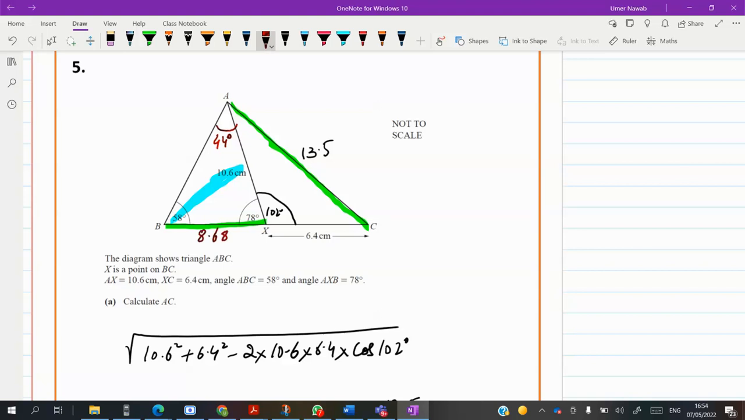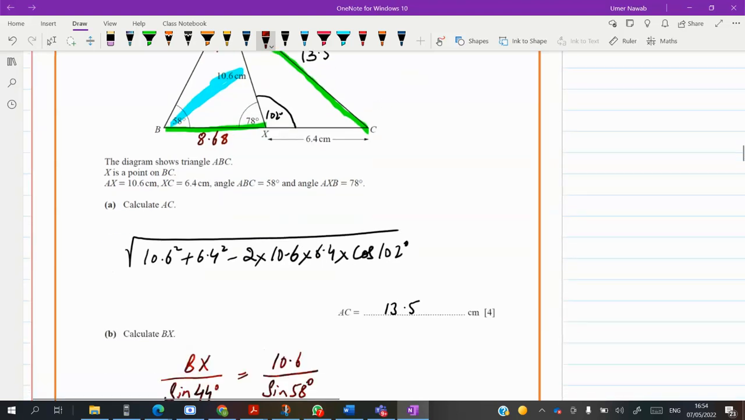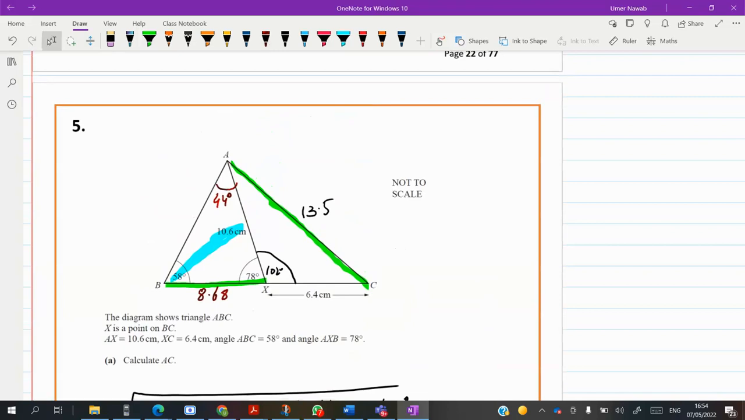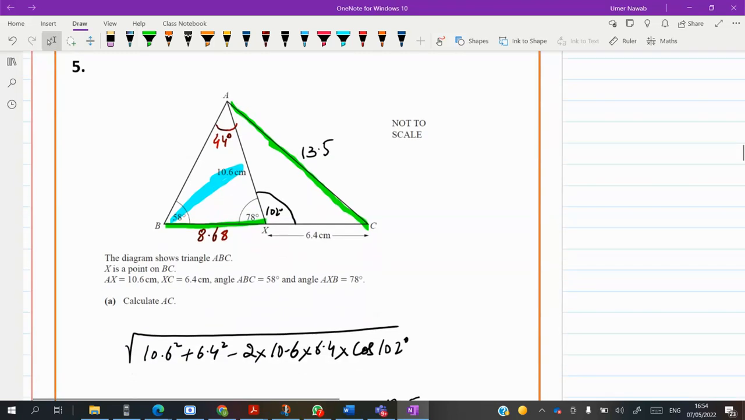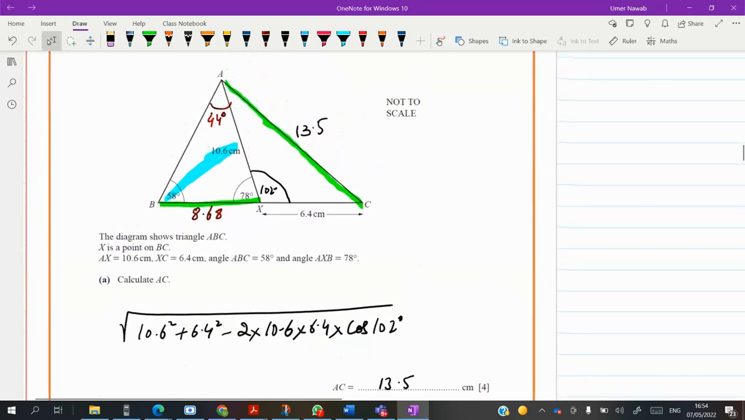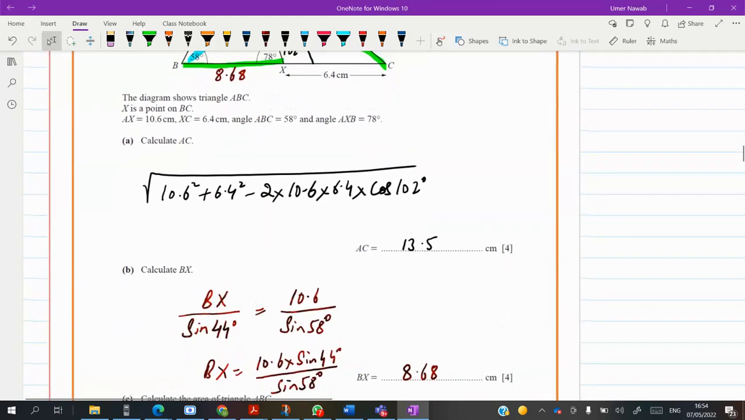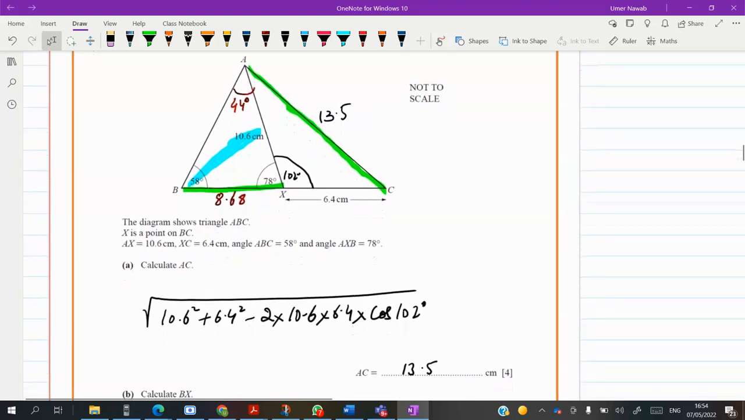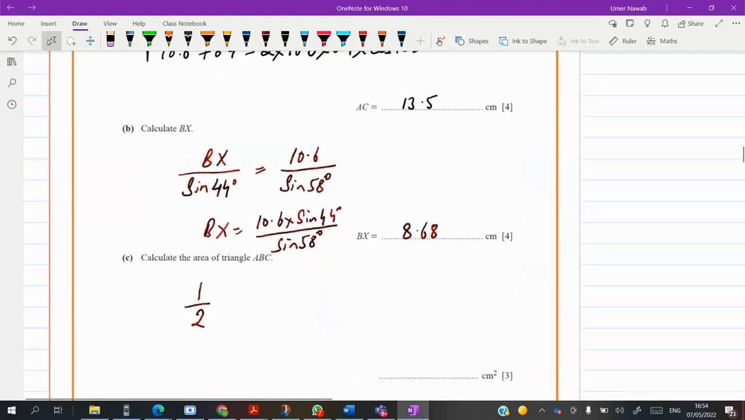Now, how can we find the area of triangle ABC? Do we have the two sides given to us? Unfortunately, the two sides are not provided to us. So, can we find any two angles? 58. I don't want to go with the longer technique. Did we find AC? Yes, we found AC 13.5. We found BX 8.68. The two sides are found, but unfortunately, the angle between them is not found.